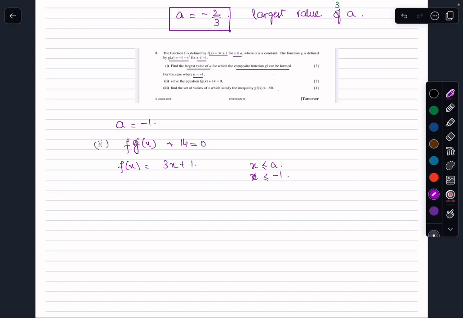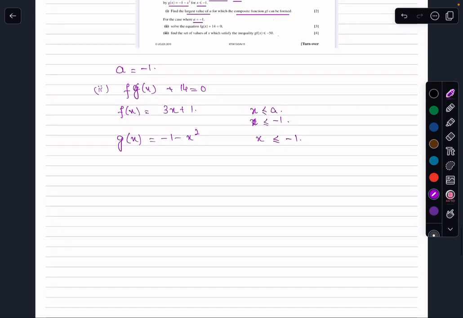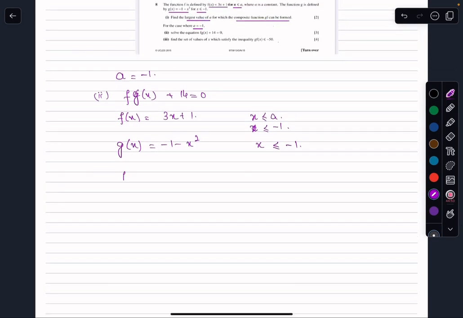The g function was minus 1 minus x squared, for x lesser or equal to minus 1. So I need to have f of g first. So f of g of x shall be equal to, in the function f, in place of x, I will be substituting g, which is minus 3 minus x squared, and then plus 1. So solving it, it's minus 3 minus 3x squared, and then plus 1, so the function f of g of x is equal to negative 2 minus 3x squared.